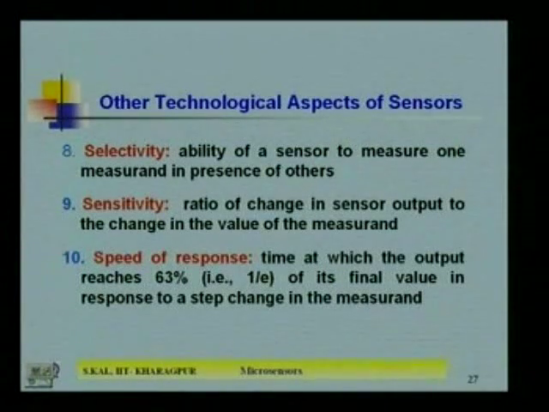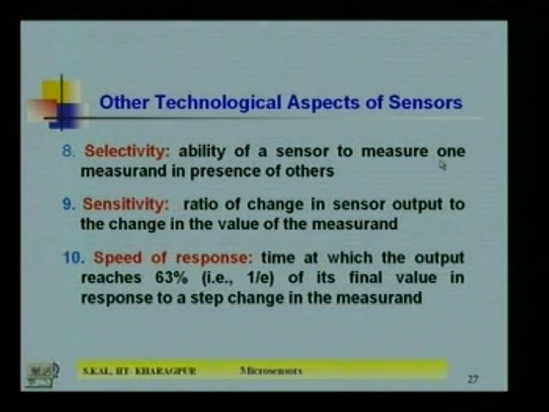That means that is where selectivity comes in. If I want the temperature change due to a certain phenomenon, the sensor should select only that phenomenon. Because of other phenomena the measurand may change, but it will not be reflected there. That is the selectivity. That means the ability of a sensor to measure one measurand in the presence of others. Then comes the sensitivity. Sensitivity is the ratio of change in sensor output to the change in the value of the measurand. That is defined as the sensitivity.